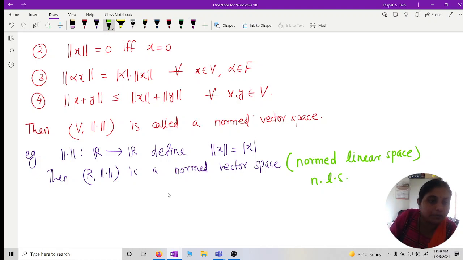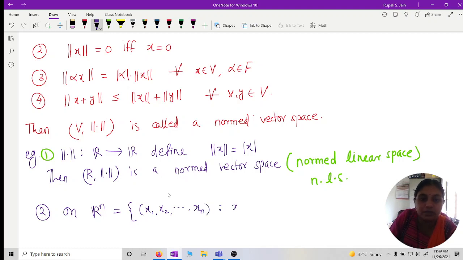Okay, we'll define another example. Second example. On R^n, we will define a norm. What is R^n? The space of all n-tuples, right? Yes, ma'am. How do the elements of R^n look? x1, x2, up to xn. The set of all (x1, x2, up to xn) where each xi belongs to R. So this space is called R^n, or the space of all n-tuples.